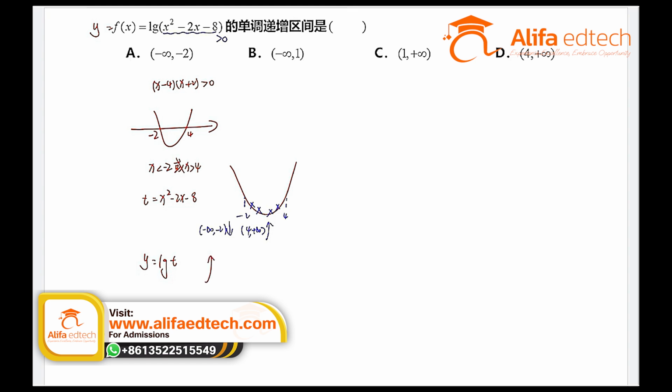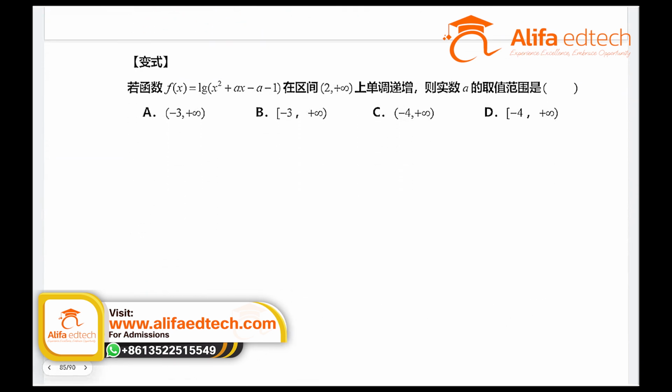So combining them, from negative infinity to negative 2, we have a decrease and an increase, which results in a decrease. From 4 to positive infinity, both increase, so it's an increase. Thus, the monotonic increasing interval is 4 to positive infinity. We choose option D. That's the first example of the same increase, different decrease rule.